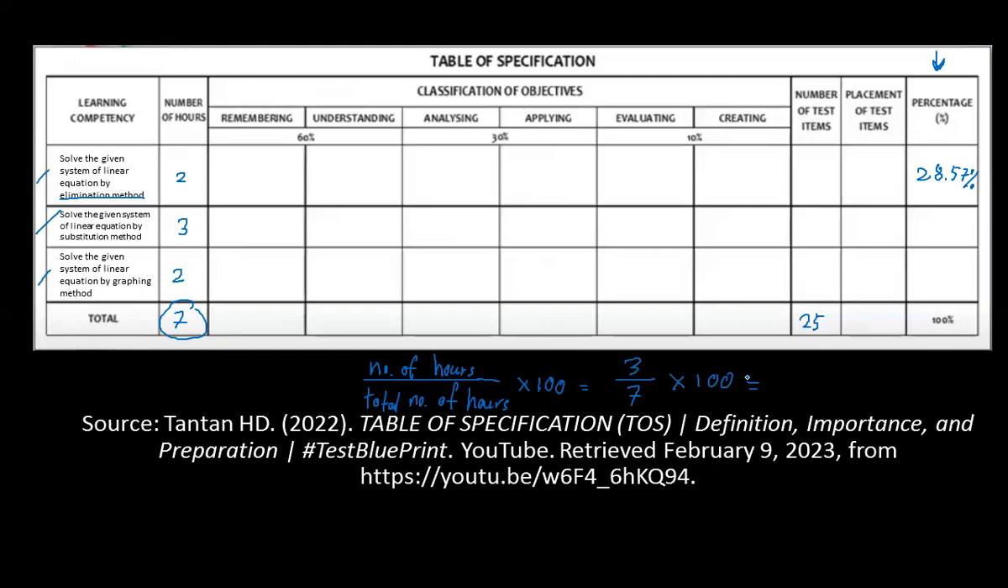So 3 divided by 7 times 100, you have approximately 42.86%. Am I right? Sorry, I'm using a calculator just to make sure. Okay, so I'm right, we have 42.86%. So that's it. We're good to go. Now, can you try this one? This third learning competency of ours, which is the graphing method. Can you try?